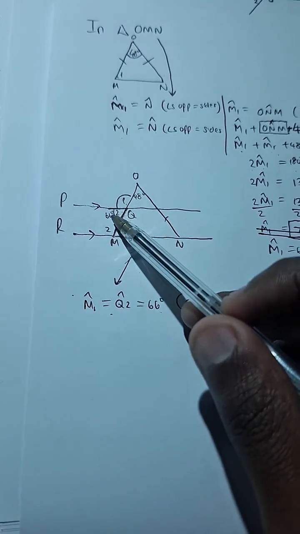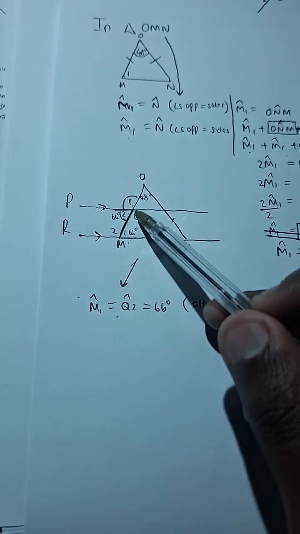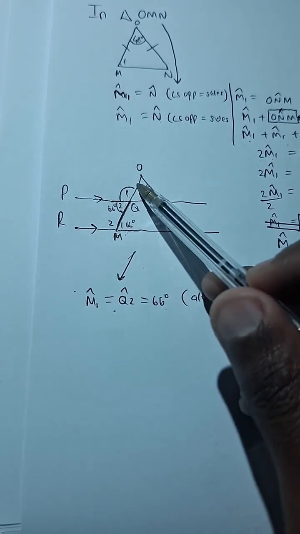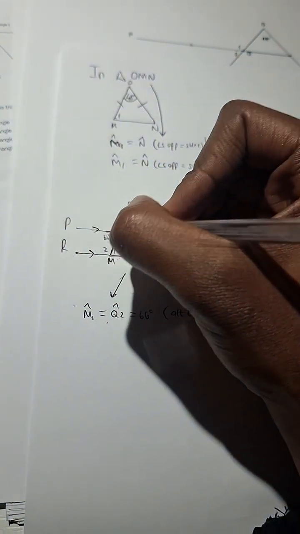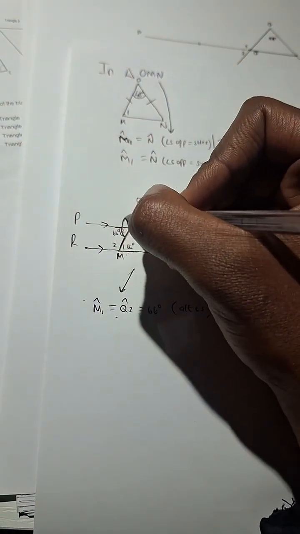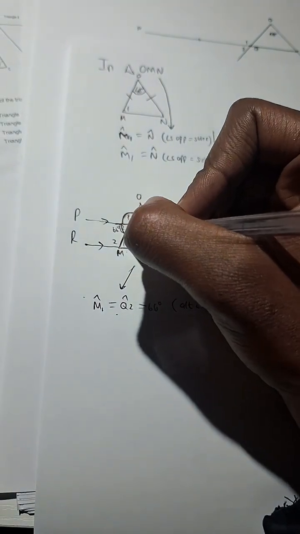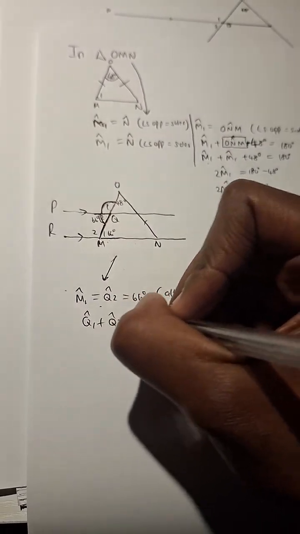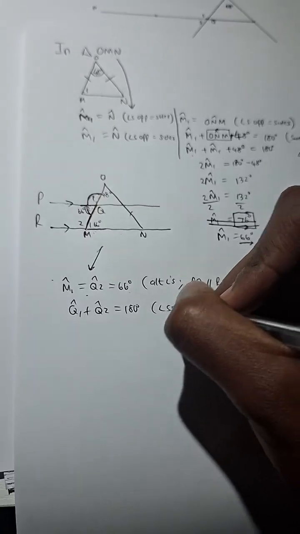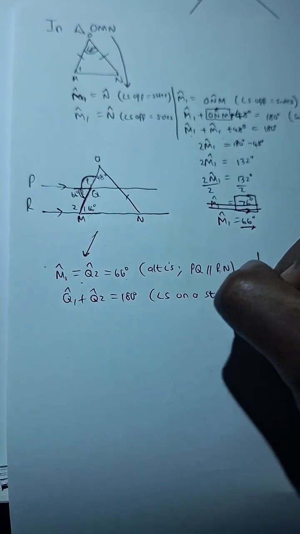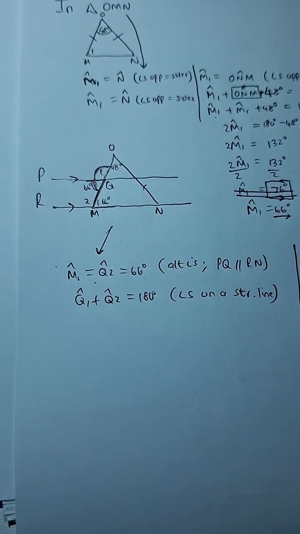Angle M1 is equal to angle Q2, we got 66. Now, we can see Q1 here. Q2 and Q1 are lying on a what? On a straight line. So this angle plus that angle complete a straight line, like my protractor. Q1 and Q2 complete a straight line. So I can say angle Q1 plus angle Q2 is equal to 180 degrees. What's the reason? Angles on a straight line. Acceptable reason.